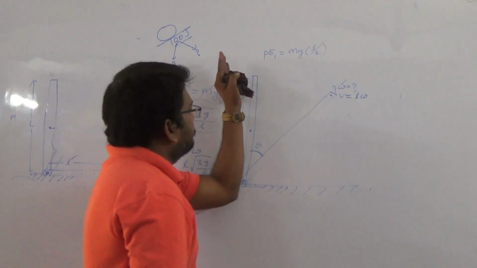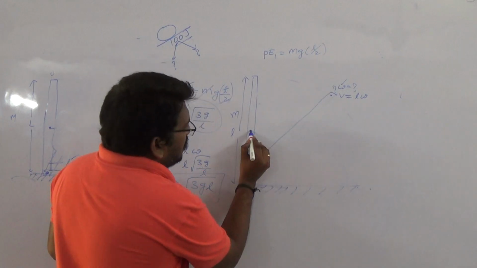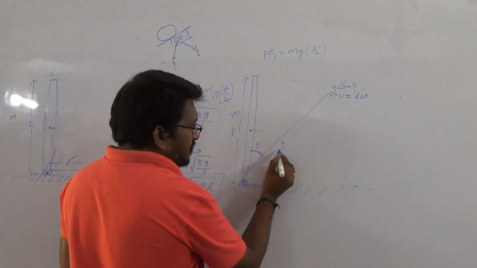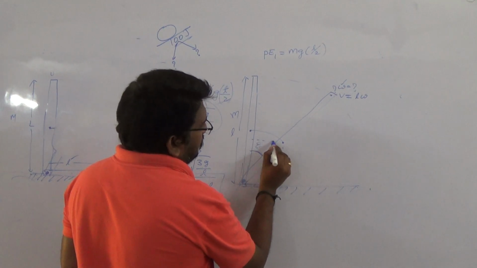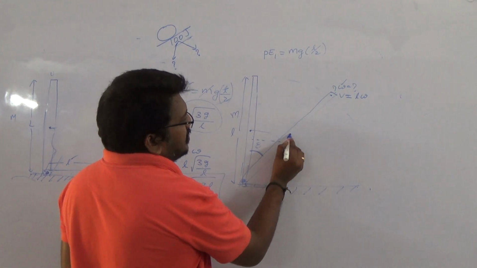Now the rod is displaced from this position to like this. The center of mass also shifts to a certain position. So what is this height? Just assume it yourself, from here to here, the center of mass, exactly the center.